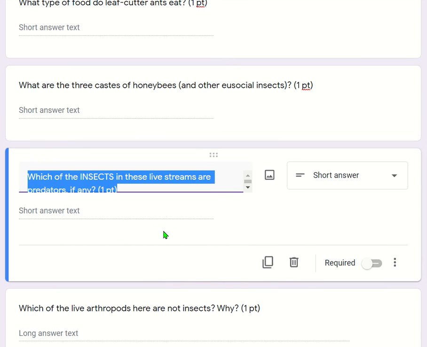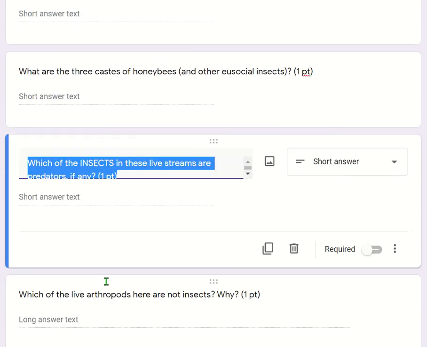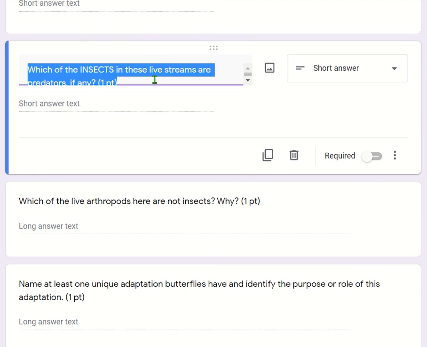Which of these insects in these live streams are predators, if any? So we've already discussed that these leafcutter ants are farmers. Honeybees are not predators because they harvest nectar. And butterflies, of course, are not predators either because they also are nectar consumers among other liquids, but they do not prey on other organisms. So none of the insects in the live streams are predators.